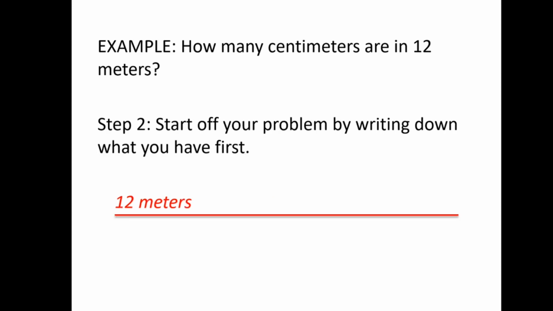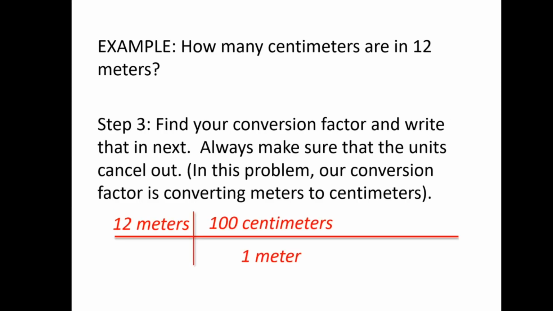Step two is to start off your problem by writing down what you have first. So in this case, we have 12 meters. And then you can see that I drew a long line underneath, and that's going to be the beginning of our bridge. Next, we want to find a conversion factor, and we're going to write that in next.